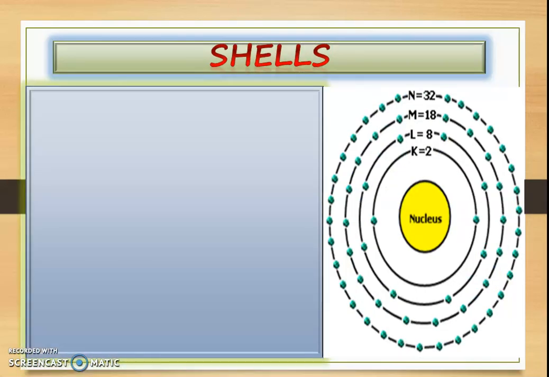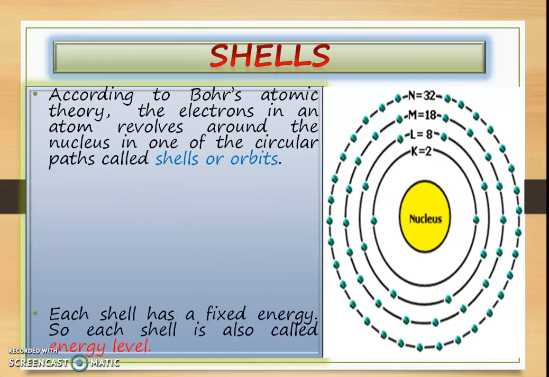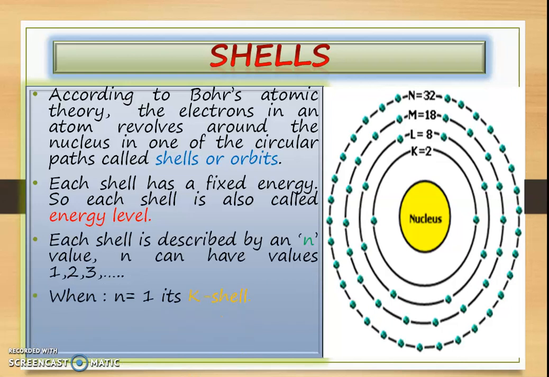First is shells. According to Bohr's atomic theory, the electrons in an atom revolve around the nucleus in one of the circular paths called shells or orbits. As in the diagram, you can see the structure of atom is shown. The center part of an atom is called nucleus, which is shown in the diagram by the yellow circle, while the circular paths around the nucleus are called shells or orbits. And you can say that the probability of finding an electron is maximum in these orbits. Each shell has fixed energy, so each shell is also called energy level.